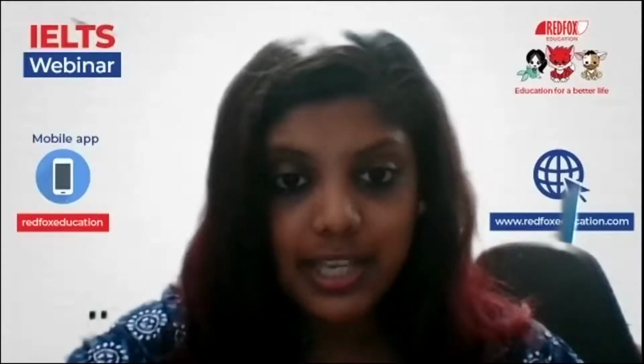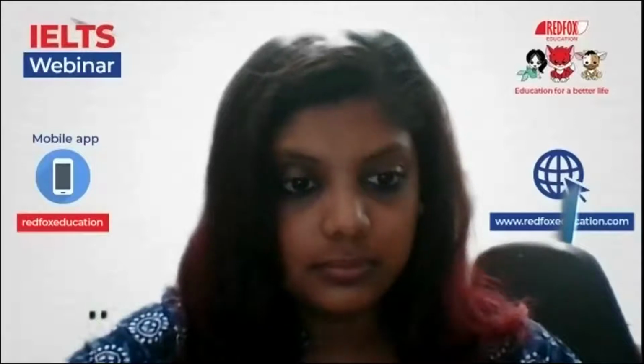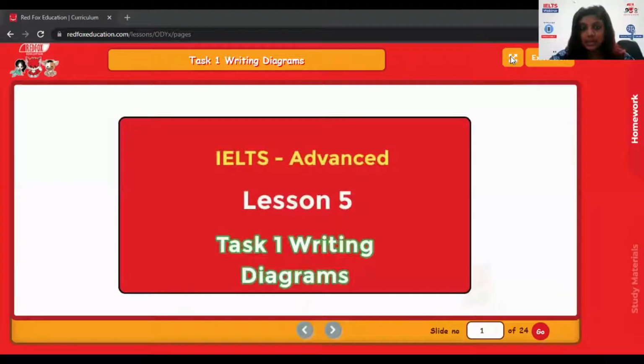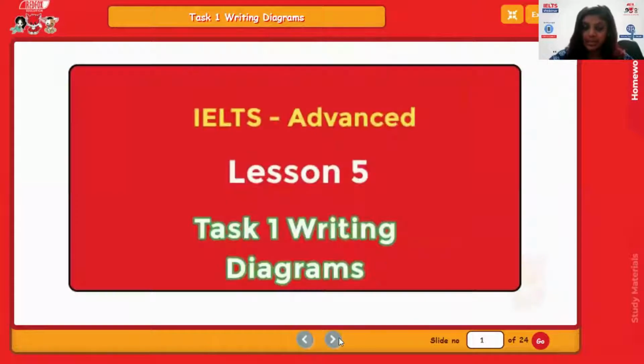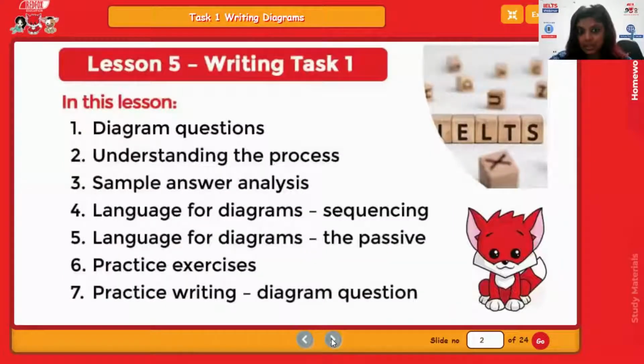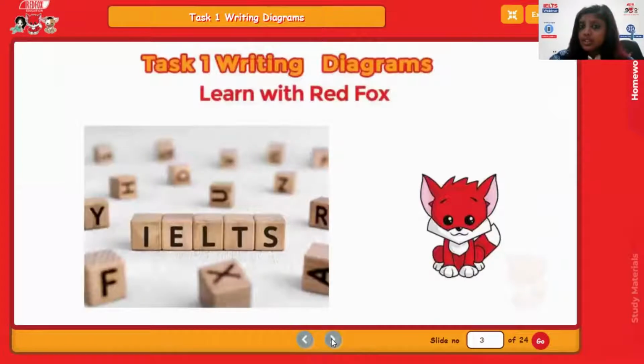Let me just share my screen. I hope you can see this. Today we're going to be looking at task one writing diagrams. If you see the screen, this is exactly how your lessons will look. For example, in your IELTS Advanced or IELTS Fast Track mode, this will be your lesson. So today we are going to be talking about task one writing.